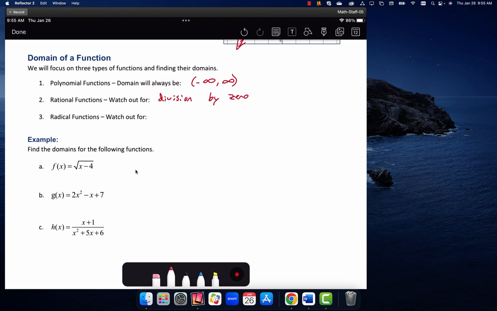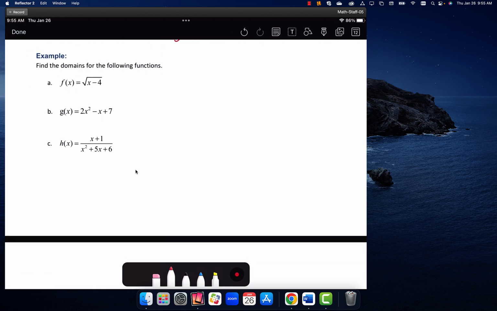And with radical functions, we want to watch out for negative radicands. Remember, a radicand is what's under the square root. Essentially, you want non-negative radicands. You want the stuff under the radical to be positive or equal to 0. So non-negative means we're going to take whatever is on the inside and force it to be greater than or equal to 0.